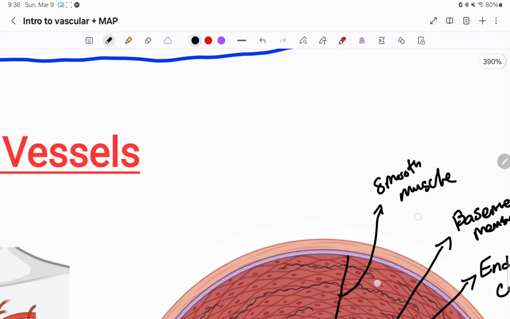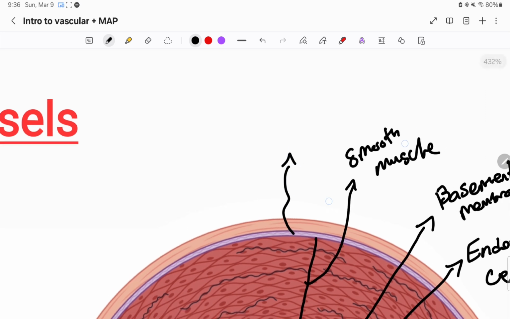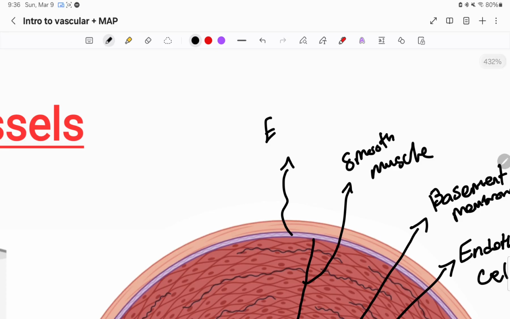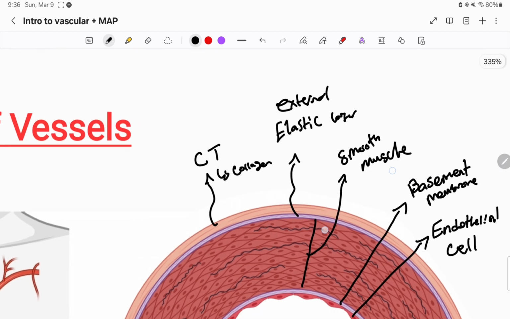And then another one that we're going to actually see here, this layer in purple, is the elastic layer, or the elastic lamina, if you will. Sometimes this is called the external elastic layer. And then the final layer is going to be this connective tissue layer, which I'll just abbreviate as CT. And this connective tissue layer is really just made up of a whole bunch of collagen. Again, if you're interested, it's made up of type 1 collagen actually.